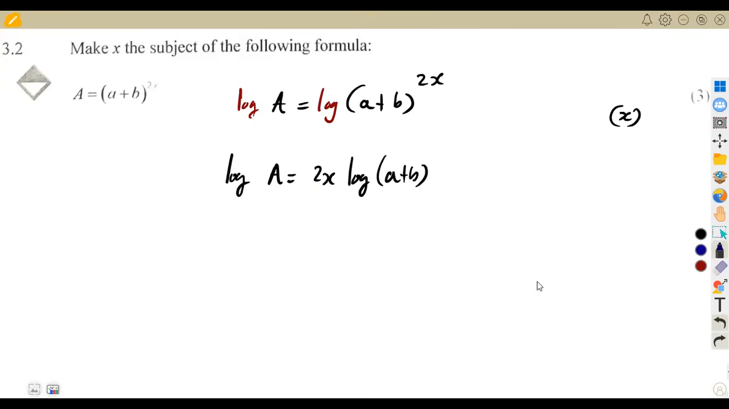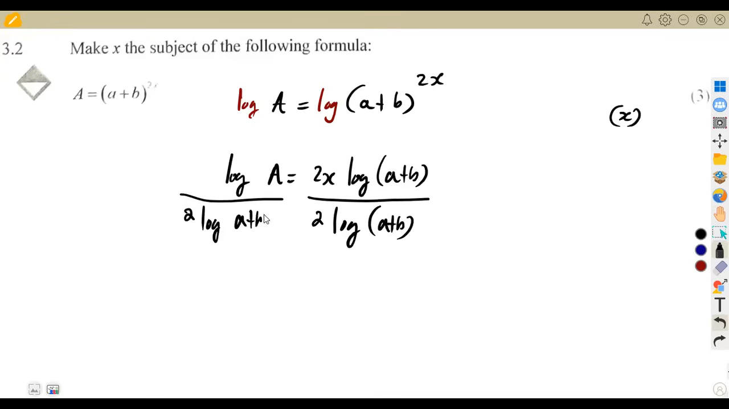What is affecting this x? It's 2 and the log of a plus b, which is multiplying. So we are simply going to divide by it both sides so that we remain with x. We're going to divide by 2, the logarithm of a plus b here. Also divide this side by 2, the logarithm of a plus b, like this. All right, so that is it. This will cancel. This will cancel. We remain with x in this case.